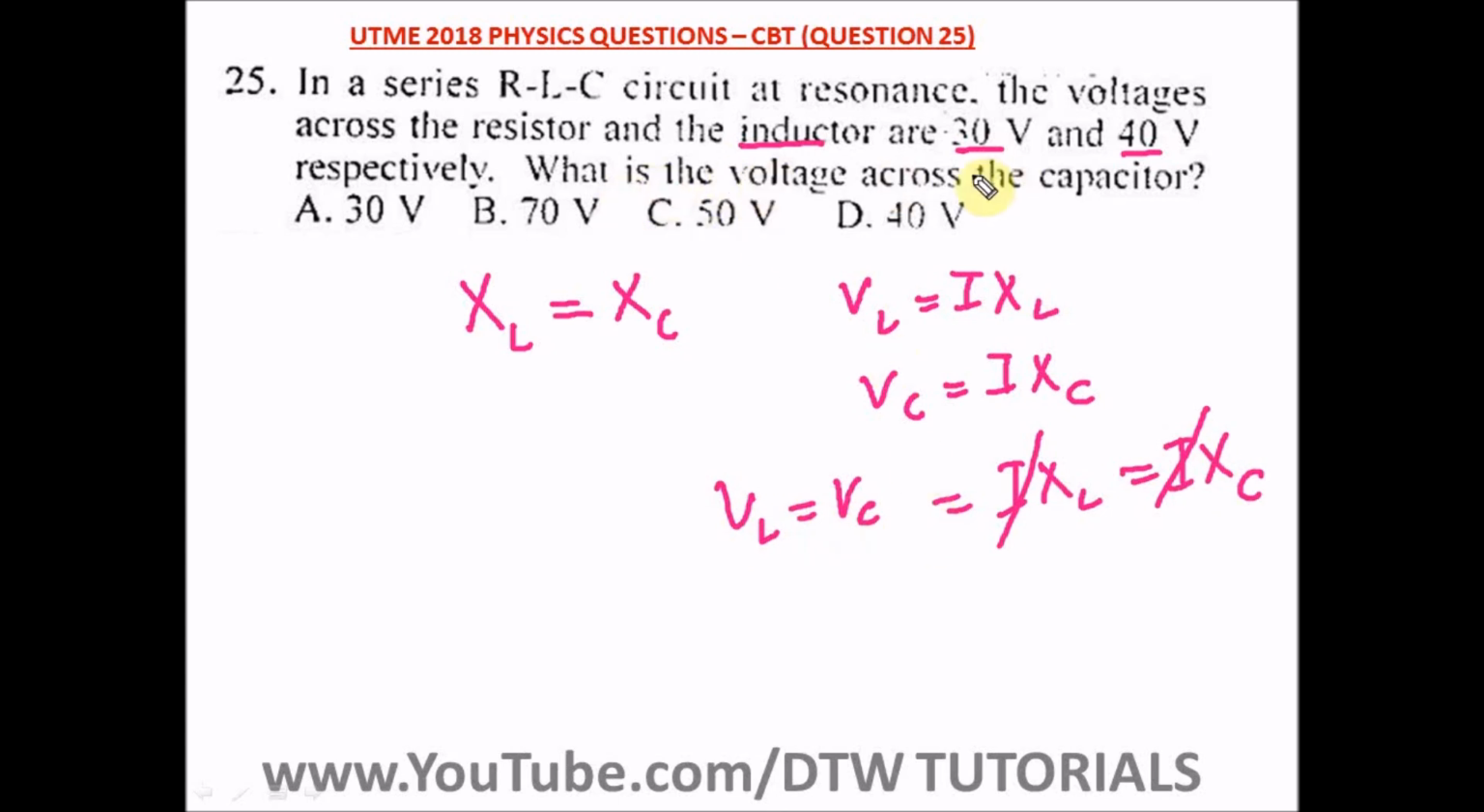So definitely the voltage across the capacitor will be the same as the voltage across the inductor, which is 40 V. And our right option here is option D.